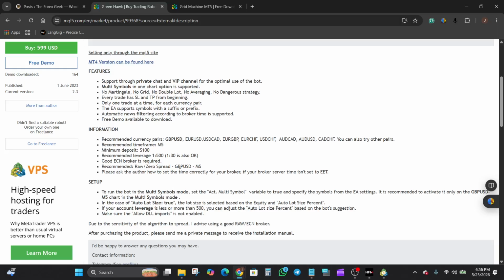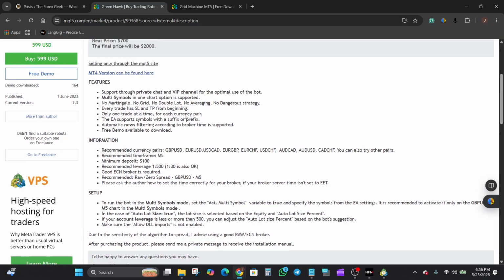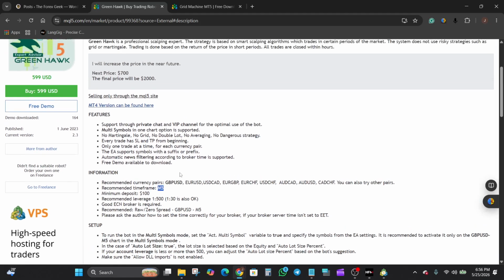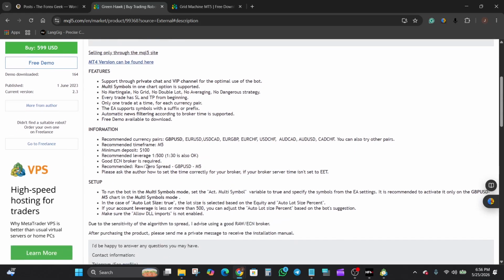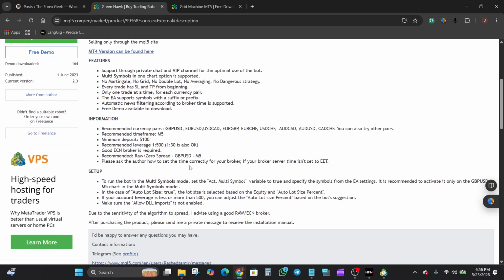percentage. Now, moving into the recommended setup, it suggests working mainly on the M5 time frame with pairs like GBPUSD, EURUSD, and other major forex pairs, ideally on a raw or ECN broker with low spreads. All right, so looking at the backtest environment, the idea here is to evaluate how the EA behaves over historical market data, especially under fast moving conditions typical of scalping systems.